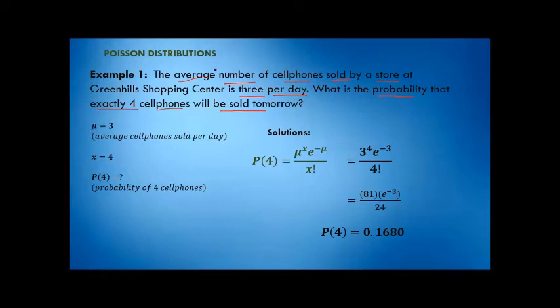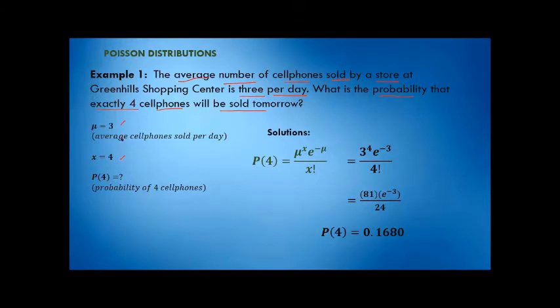So again, the average number is what we call mu or the mean. So mu is equal to 3 kasi average cellphone sold per day, which is mentioned 3 per day. So, another parameter is kung ano yung kukuhanan natin ng probability, which is exactly 4. Kaya 4 ang value ng x. So, ibig sabihin, ang hinahanap natin is the probability that exactly 4 cellphones will be sold.